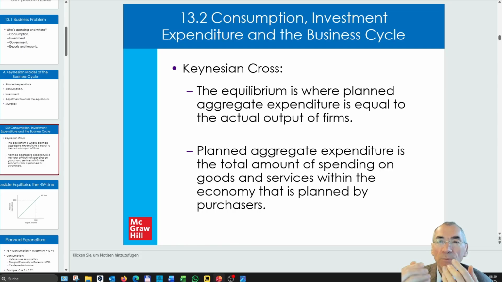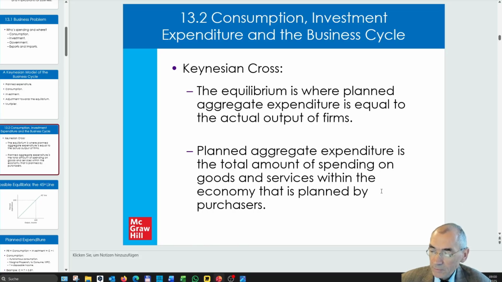So if firms in an economy produce a specific level of, let's say, $4 billion, and we only buy $3.5 billion, then these firms are not going to keep on producing this amount. They're only going to produce the amount that is in fact demanded by us, by the households. And that's what we are going to talk about.